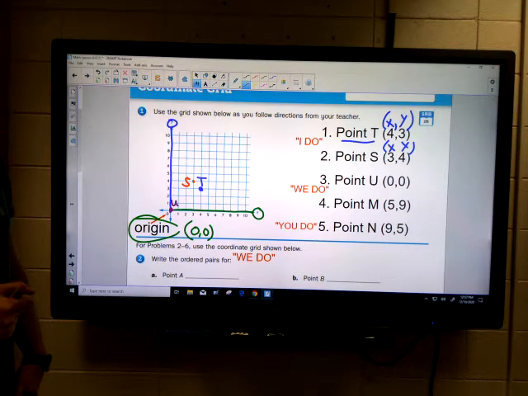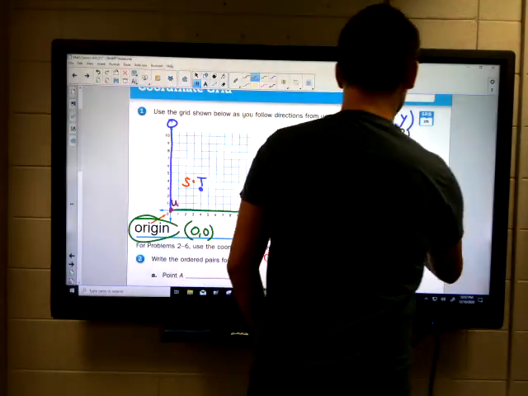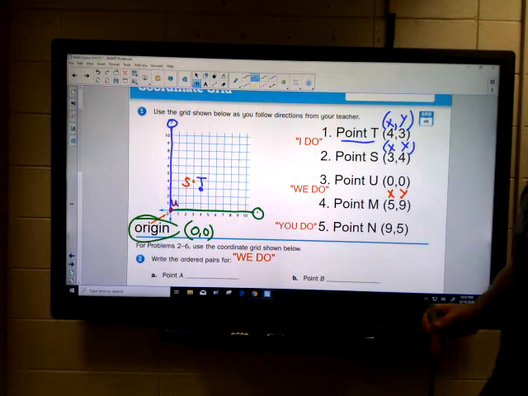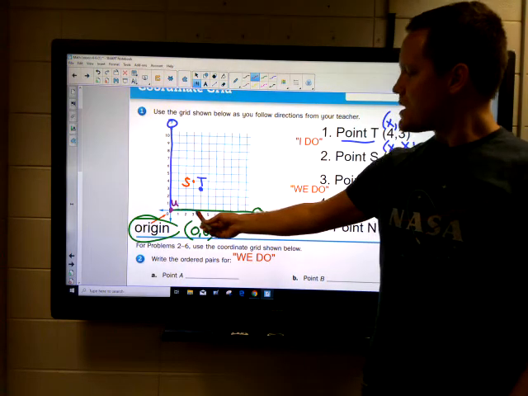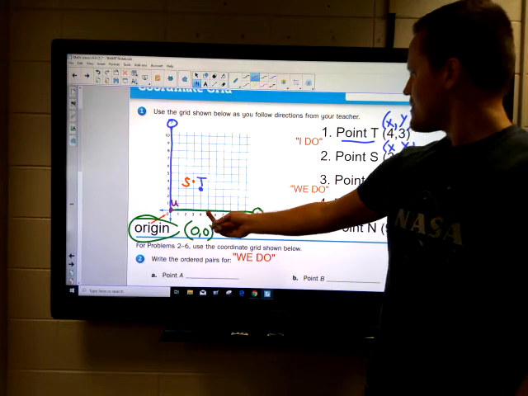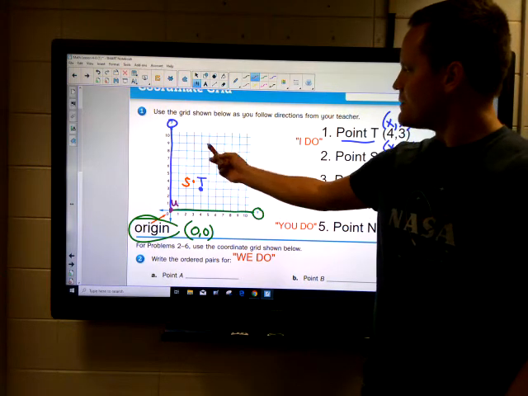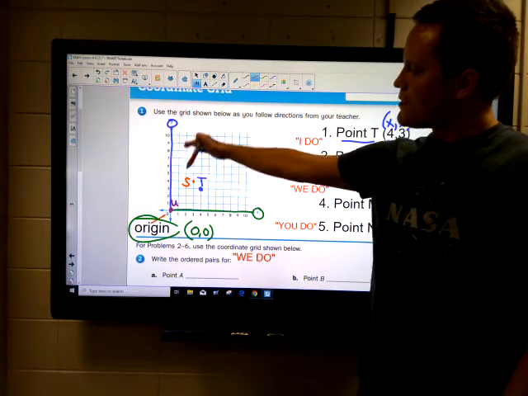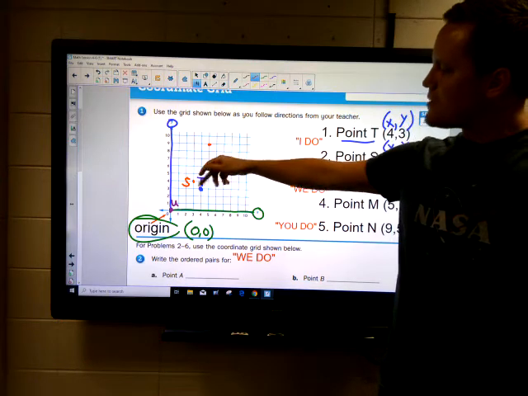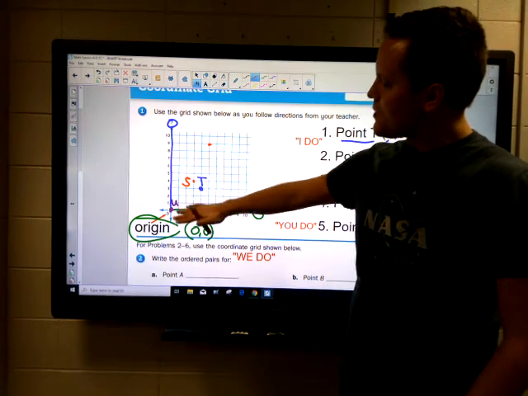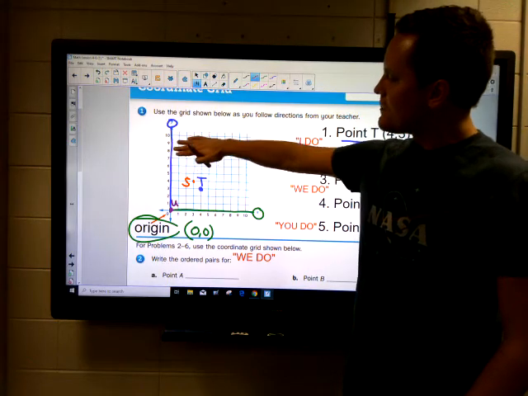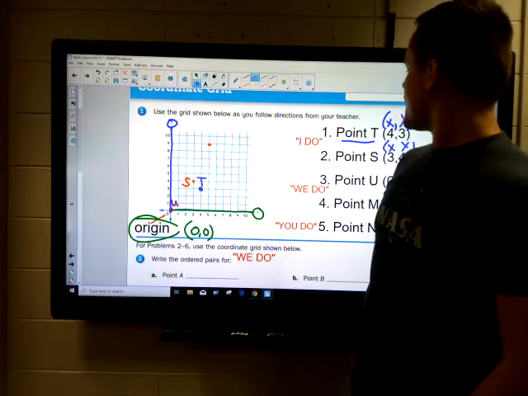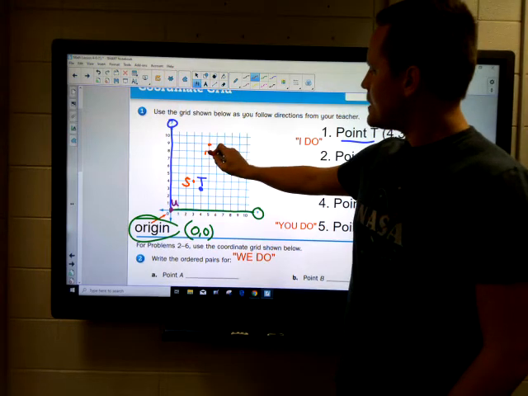Number 4, point M. My x is 5, my y is 9. So let's dribble on my x, 5, and then I'm going to shoot it to the 9, almost all the way to the top. Sometimes if you need to use another piece of paper to help guide you of where your y value is, where you're going to stop, you might want to do that. Just put a piece of paper on that coordinate, and you can slightly move it up so you stay on your correct spot on the x value, okay? So 5, 9, and that is at point M.